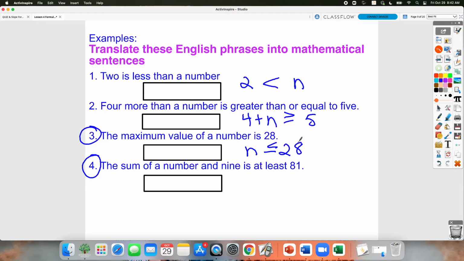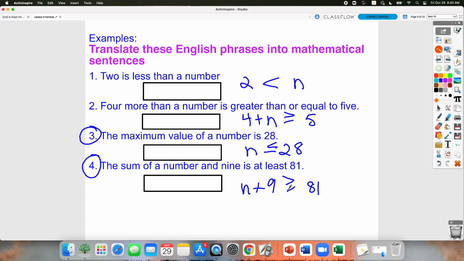All right, the sum of a number and 9 is at least 81. Darnell, how would I write that one? So Darnell, if it's at least 81, if I have to have at least $20 to buy a shirt, can I bring $19 to the cashier? So I don't want anything less than 81. What do I need to change that symbol to? Greater than or equal to 81.